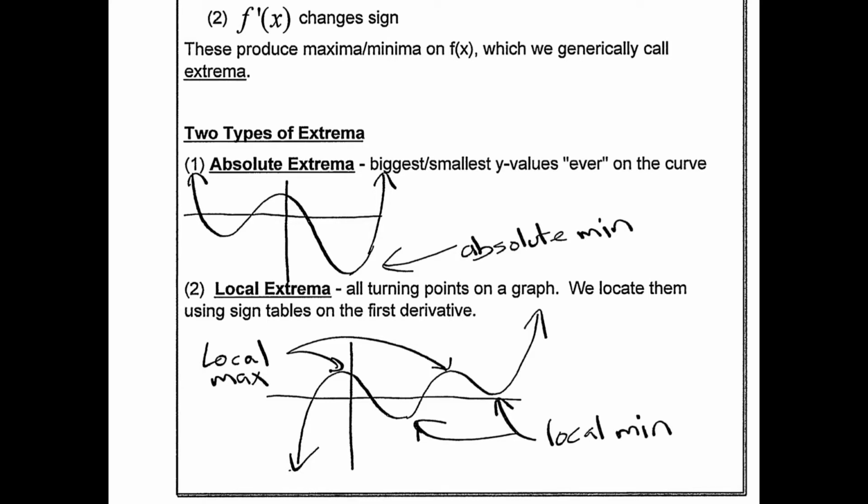The types that we're generally more interested in are local extrema. Those are any of the turning points on a graph. And that's what we use the sign table, or a number line, to find for the first derivative. So you can see this second graph has 2 local maxes and 2 local mins, though it does go up and down forever in the end.